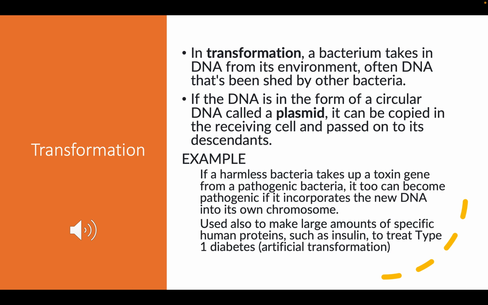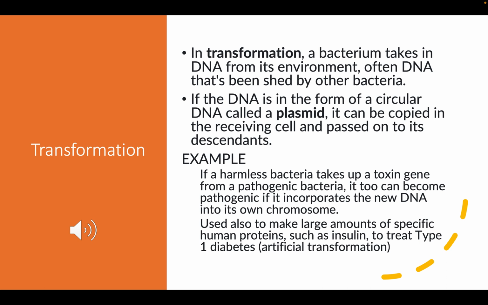In transformation, a bacterium takes in DNA from its environment, often DNA that's been shed by other bacteria. If the DNA is in the form of a circular DNA called a plasmid, it can be copied in the receiving cell and passed on to its descendants. An example of this is if a harmless bacteria takes up a toxin gene from a pathogenic bacteria, it too can become pathogenic if it incorporates the new DNA into its own chromosome.